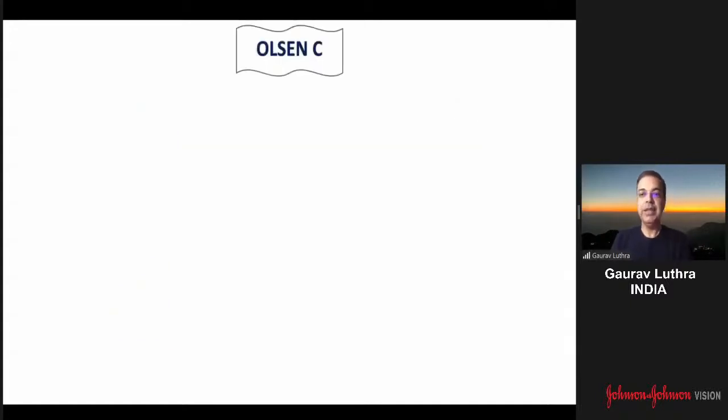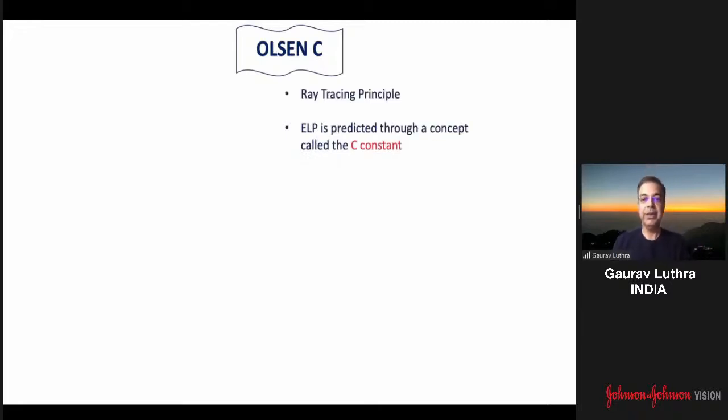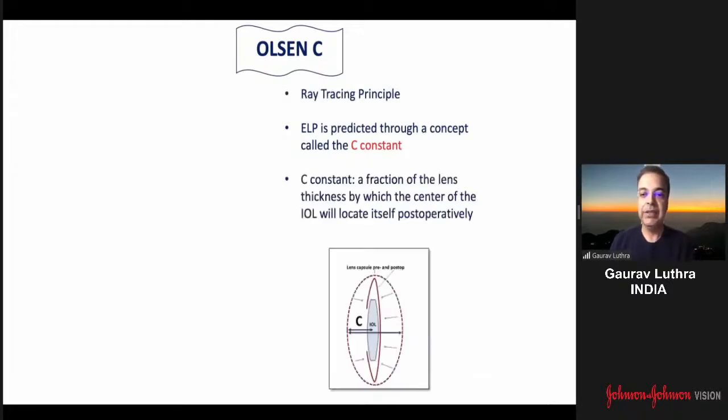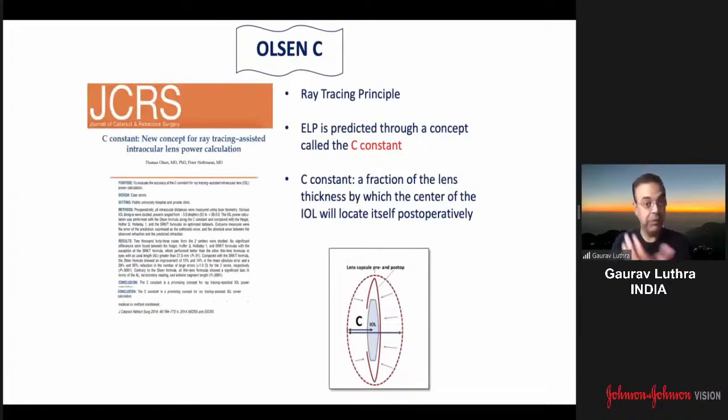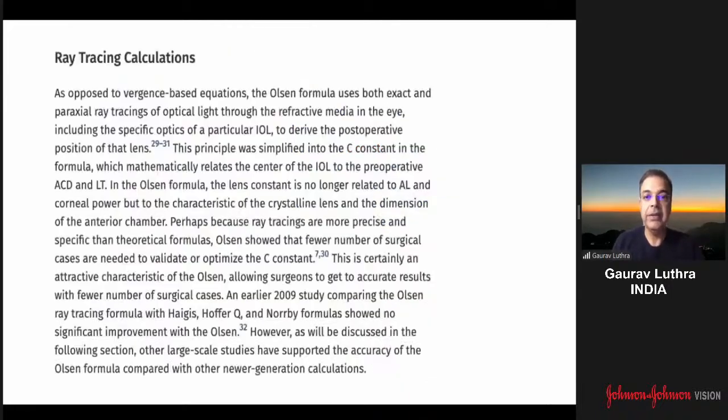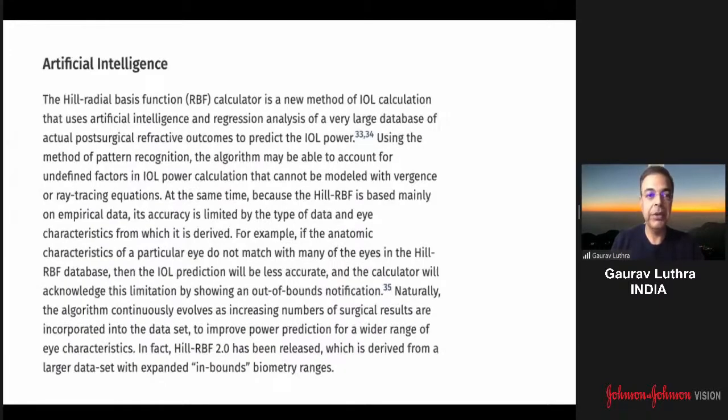So the Olsen formulas, this is for the sake of completion of what we have, other than what works best right now and what's coming up probably. We all understand that the Olsen is based on the ray tracing principle with a C constant, which is a fraction of the lens thickness by which the center of the lens will locate itself post-operatively. This concept was published in the JCRS, and it is thought to be the new ray tracing principle. I won't go into the details, as I don't want to go into the theory of the formulas, but I think we've spoken a little bit about the Olsen before.